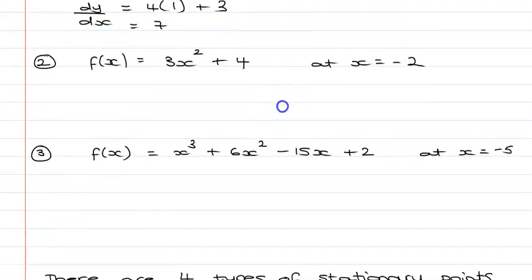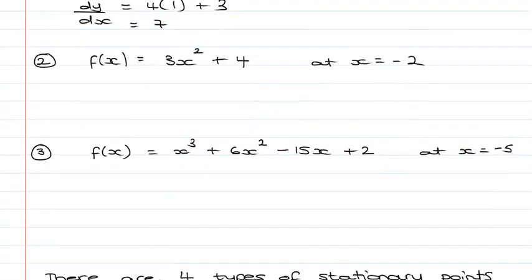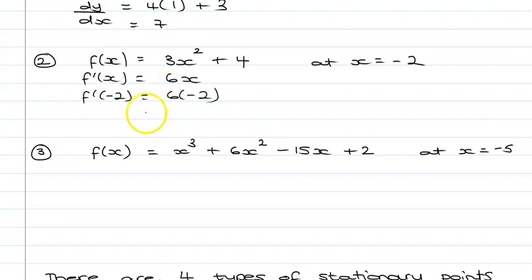Alright, let's look at a different case. f of x equals 3x squared plus 4. Let's differentiate. 3 times 2 is 6, so the gradient function is 6x. Now let's find the gradient at the point when x equals negative 2. So substituting x equals negative 2 into my function, I get the gradient at the point x equals negative 2 is negative 12. So we can identify that this is a negative gradient.